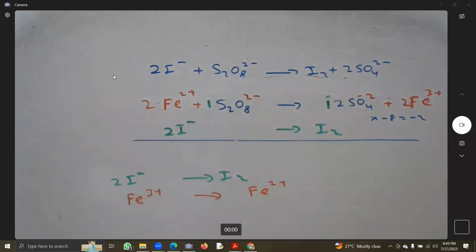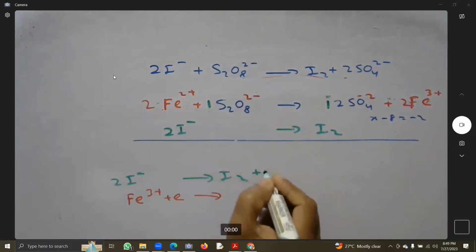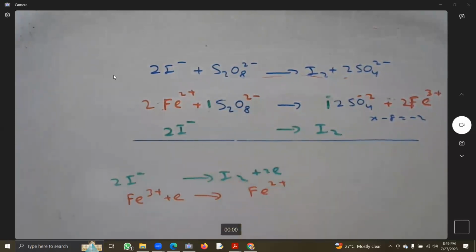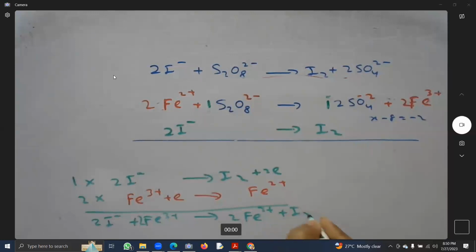Then to balance this equation, this one I have to add the electron to this side. This one, if I do, I have to add 2 electrons this side. Again, same thing. I had to multiply this by 1, this by 2, and then I have to add it. So the AS level way of doing this is 2I minus plus 2Fe3+ gives 2Fe2+ plus I2. That is the AS level.